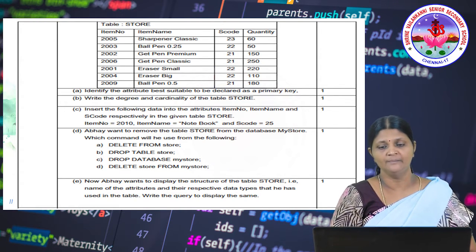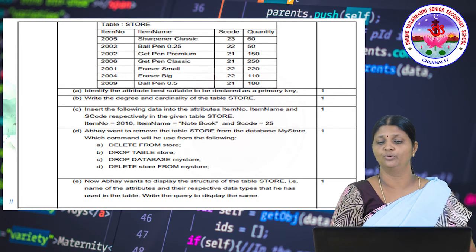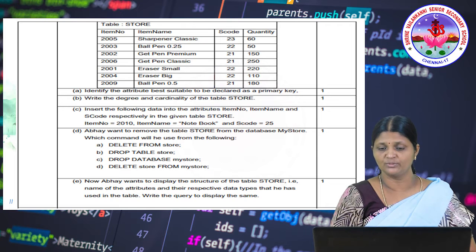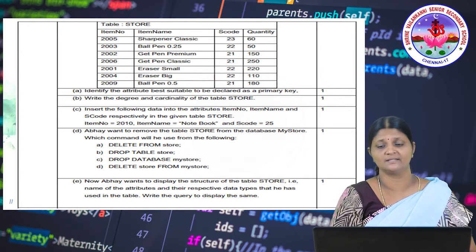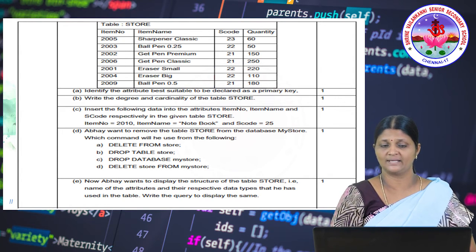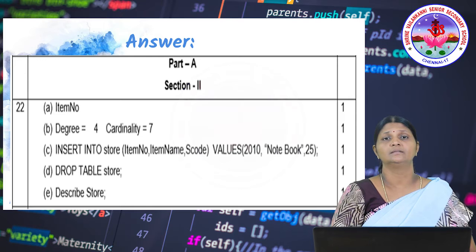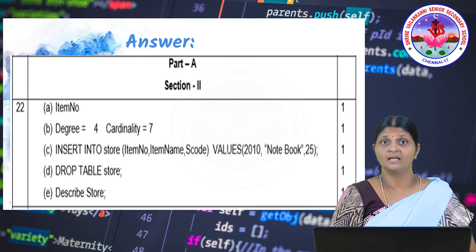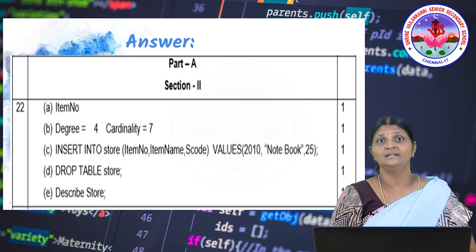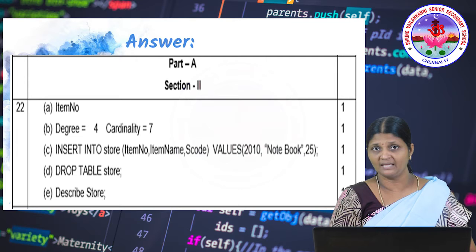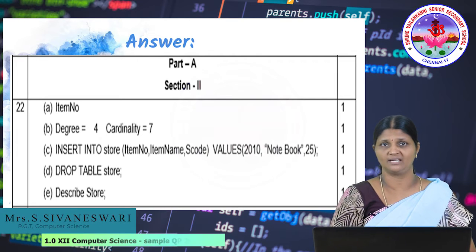Next is E. Here now Abhay wants to display the structure of the table store, that is the names of the attributes with their respective data types that he has used in the table. Write the query to display the same. Okay, so this is a question. So how do we do it? There's a command available, right? That is, we use either describe space table name, that is describe space store, or DESC space store. That is how we write it.